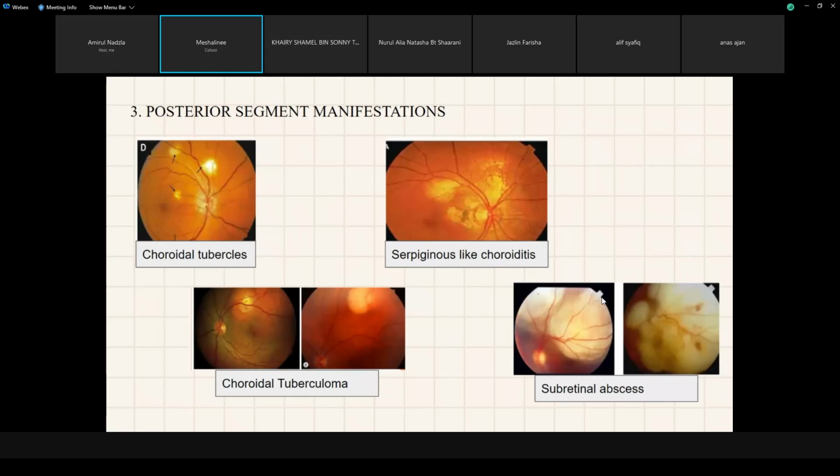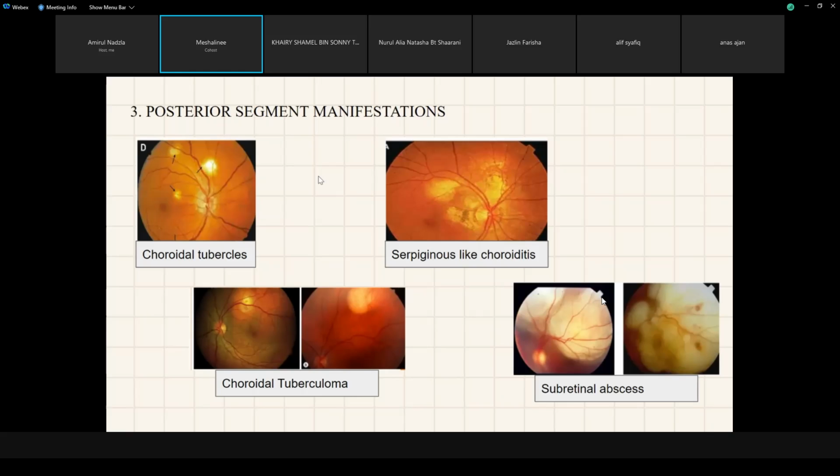For posterior segment manifestation, first we have the choroidal tubercles. This is the most common manifestation of intraocular tuberculosis. So usually people can be infected through hematogenous spread, and choroidal tubercles can be unilateral or bilateral. So usually these tubercles, like you can see in the picture, they appear grayish to yellow in color, and they have distinct borders. And then we have serpiginous-like choroiditis.